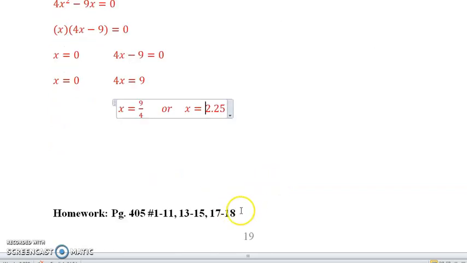So what you're going to do now is you're going to try some of the questions on page 405, 1 through 11, 13 through 15, and 17 through 18.